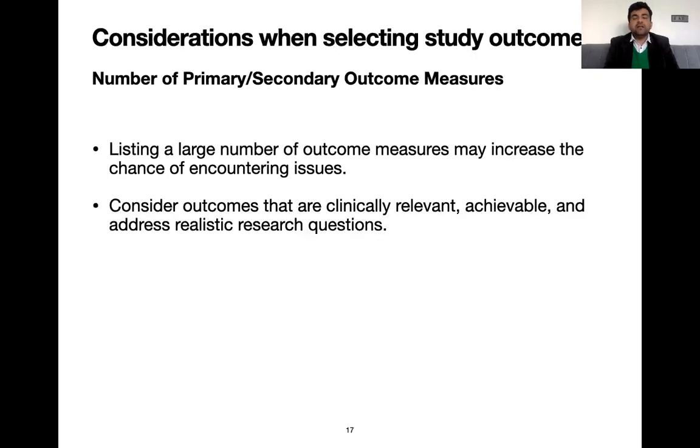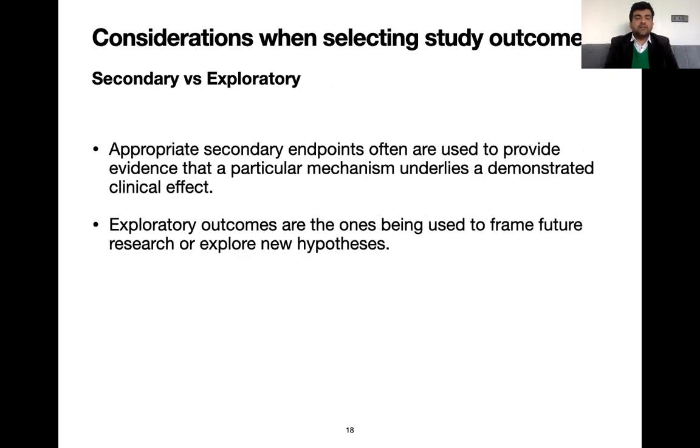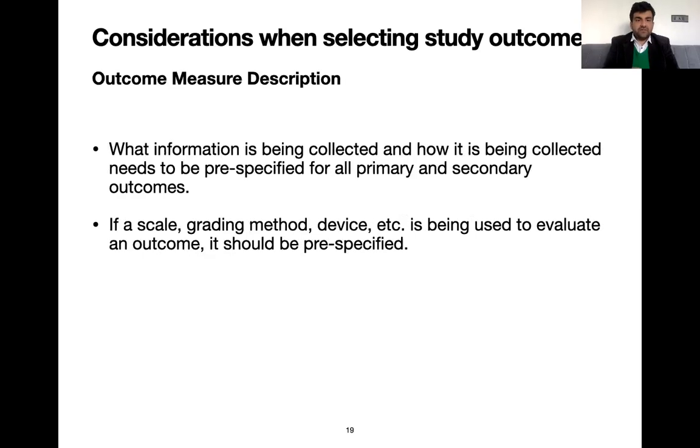Considerations while selecting study outcomes. Listing a large number of outcome measures may increase the chances of encountering issues. Consider outcomes that are clinically relevant, achievable, and address realistic research questions. Secondary versus exploratory: appropriate secondary endpoints are often used to provide evidence that a particular mechanism underlies a demonstrated clinical effect. Exploratory outcomes are the ones being used to frame future research or explore new hypotheses.